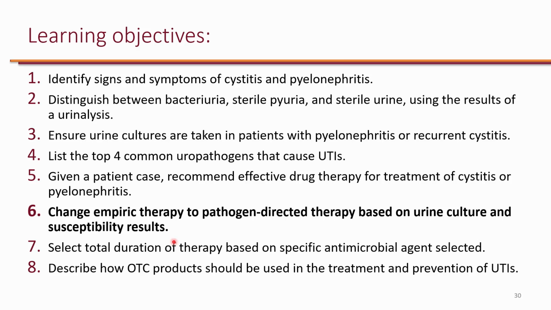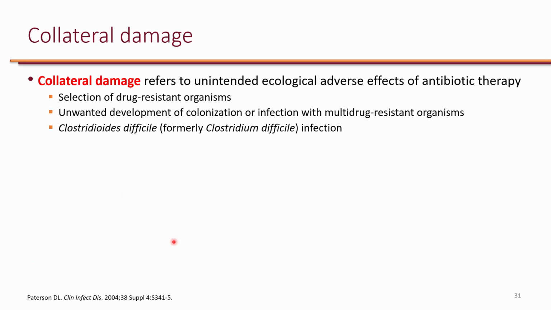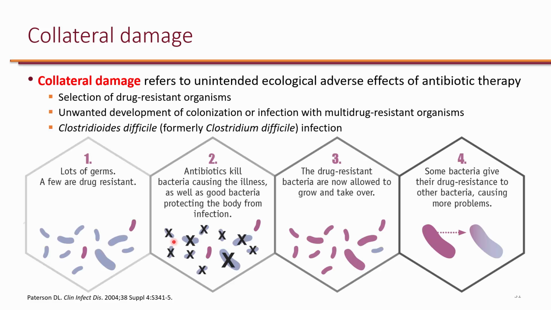Now, the next learning objective is change empiric therapy to pathogen-directed therapy based on urine cultures and susceptibility results. The concept of collateral damage refers to unintended ecological adverse effects of antibiotic therapies. And this includes selection of drug-resistant organisms, as well as unwanted development of colonization or even infection with multi-drug resistant organisms. Here's how selective pressure works.